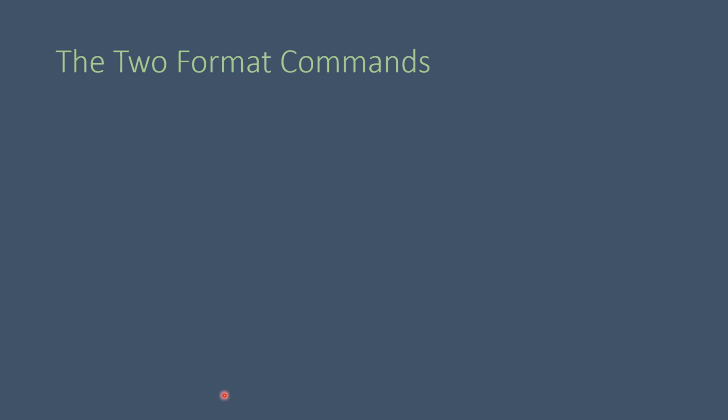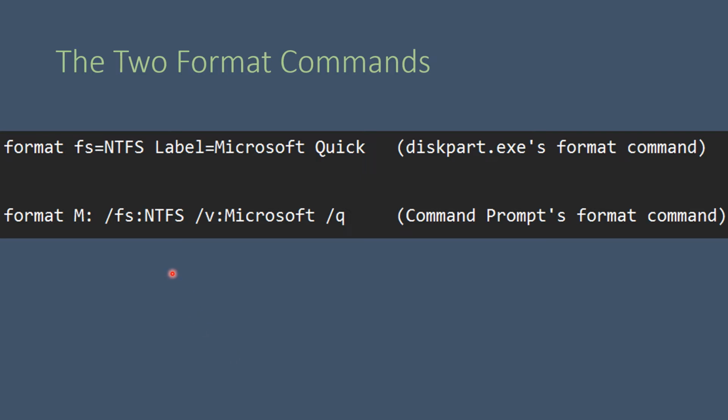So for the format command through the CLI or command line interface, actually we have two commands. The first command here is through the Diskpart. You have to be inside the Diskpart to run it. And the second command, the format command, is through the command prompt. If you pay close attention here, there are some differences. Of course, both start with format, but then the syntax is different. And we will explain this in the practical part of this video.